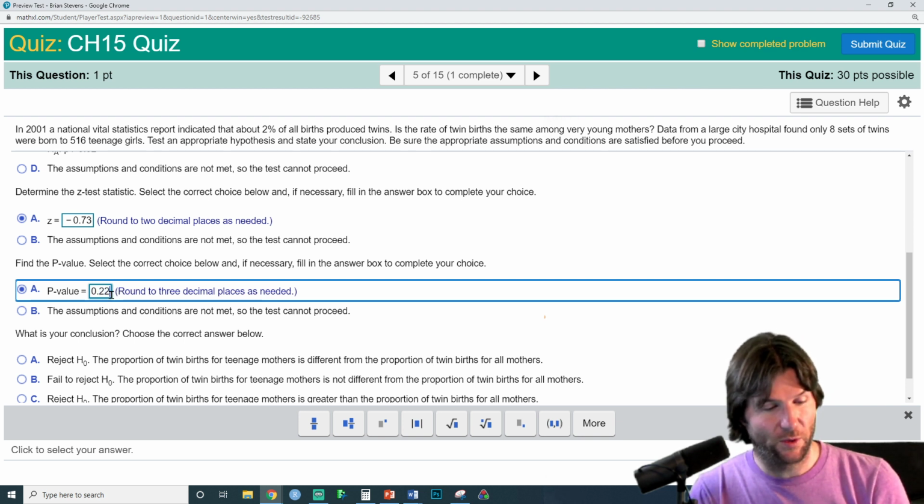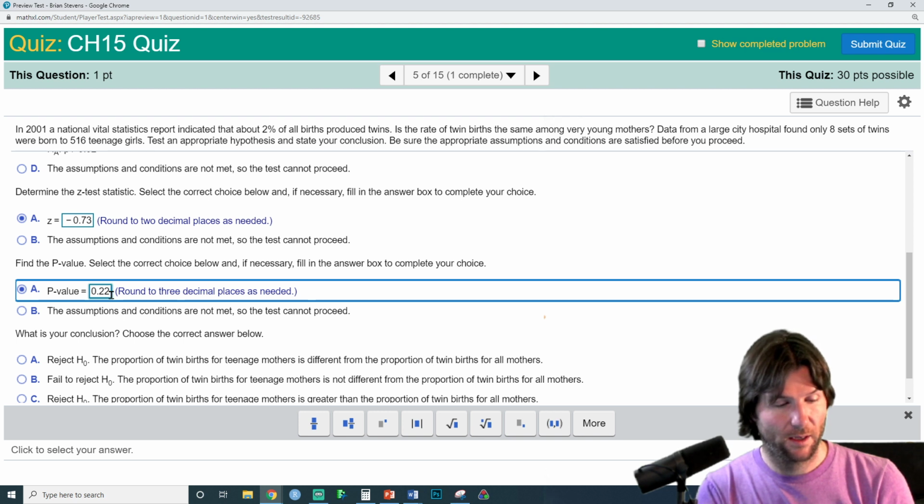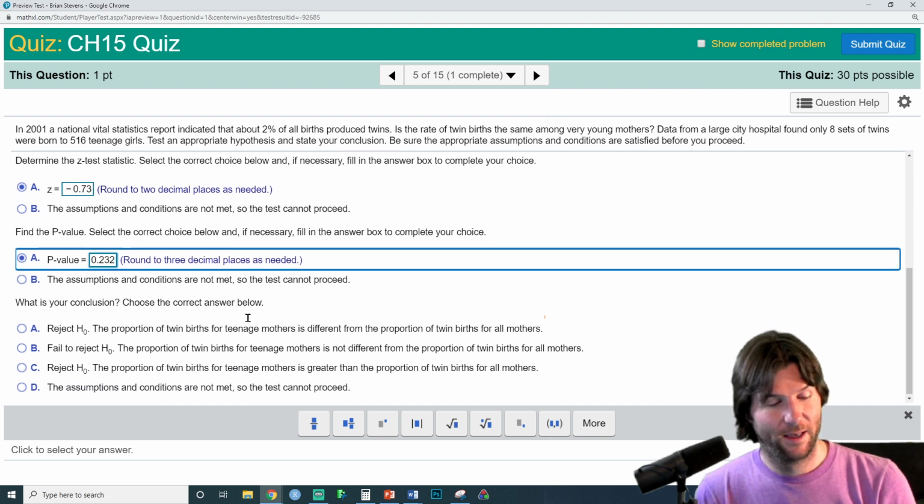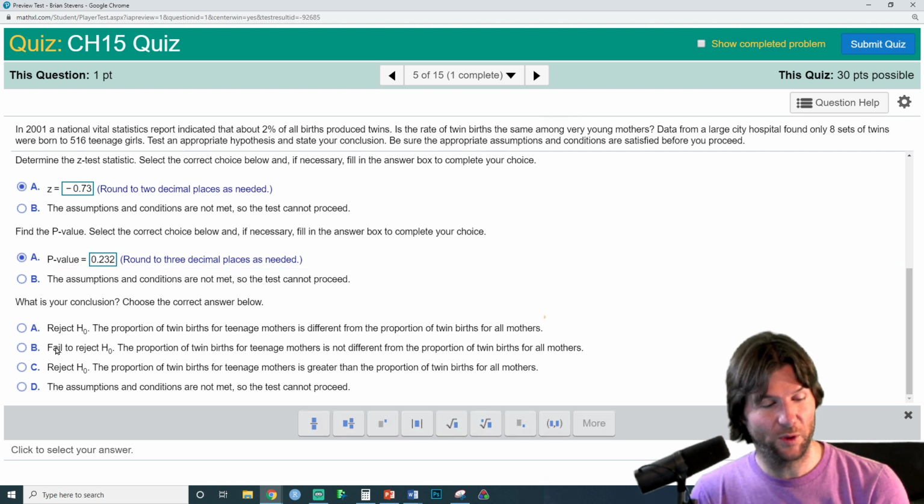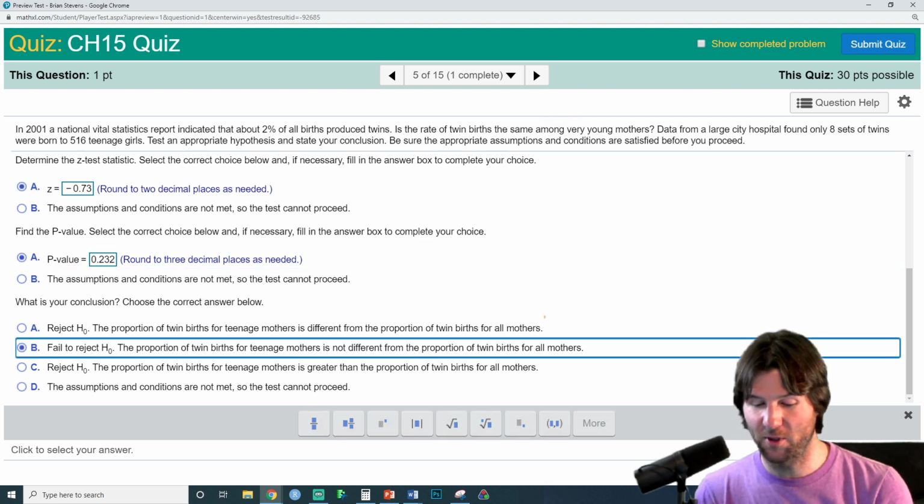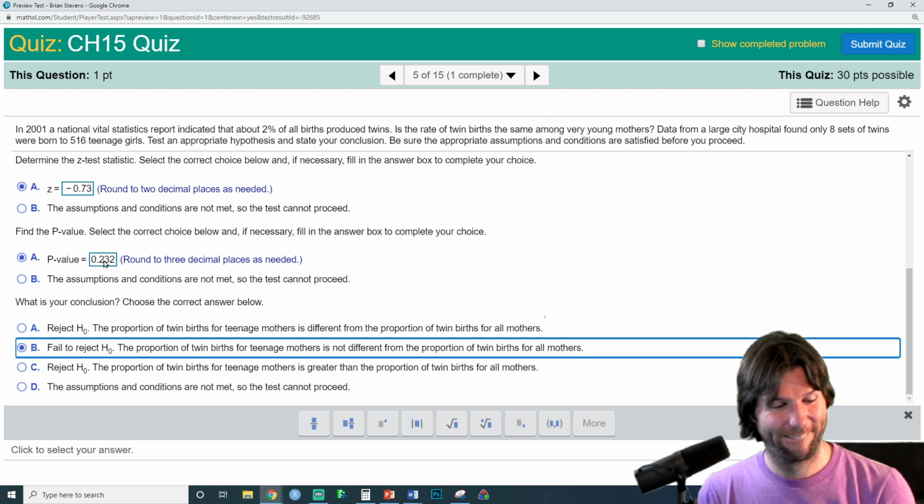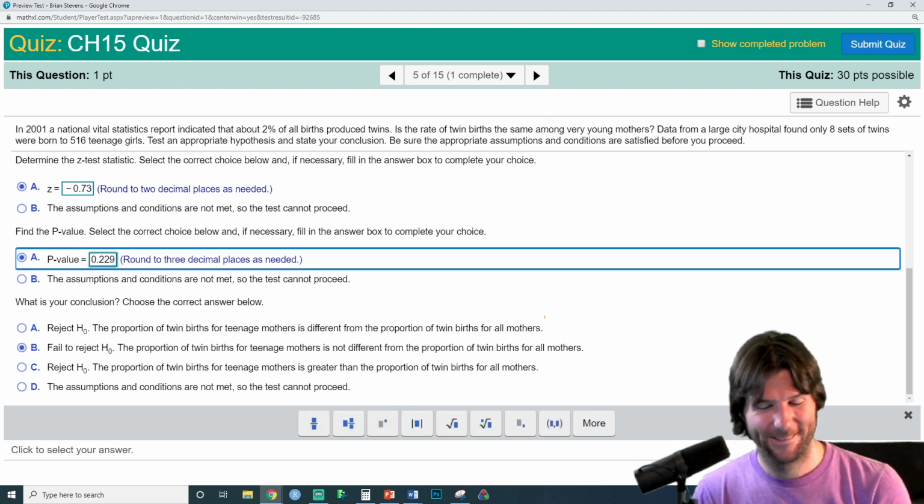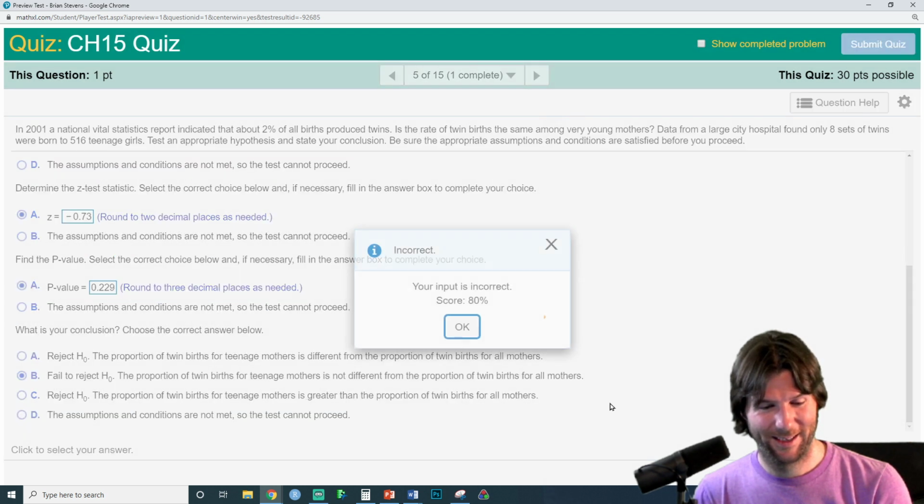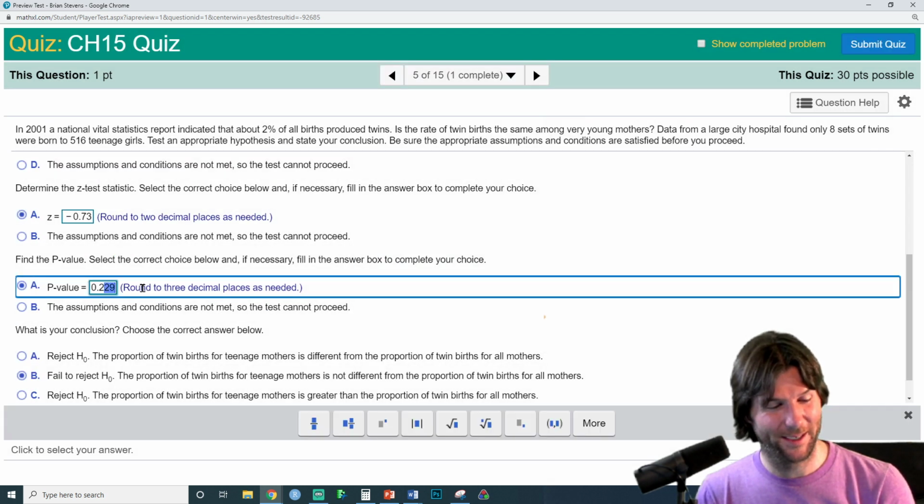22. Oh, to 3 decimals. Cool. I say the p-value is this right here. What is your conclusion? We're using a 0.05 alpha. We failed to reject the null. You know what? This is my redemption right here. Okay, let's see. I got the p-value wrong. I'll take one more shot at that.